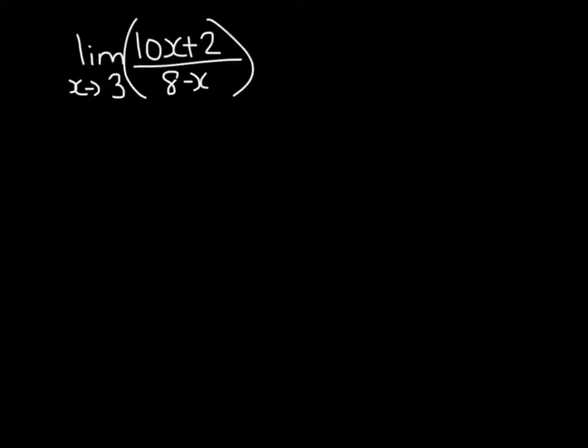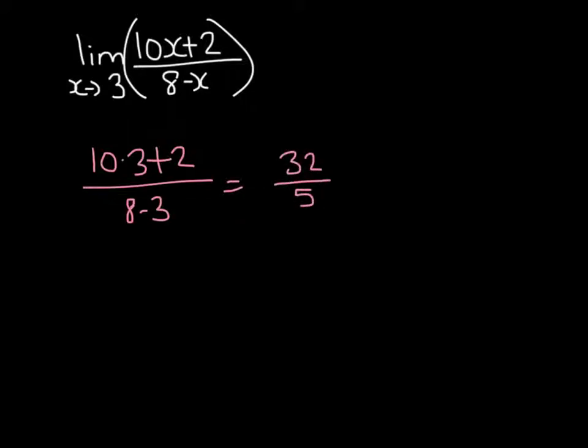This video will give examples on how to find limits. Our first function has x approaching 3, (10x + 2) over (x - 8). Our first thing to try was to plug it in. So if we plug it in, then we have 10 times 3 plus 2 over 3 minus 8, or 32 over 5. So that's just our limit. Simple enough.